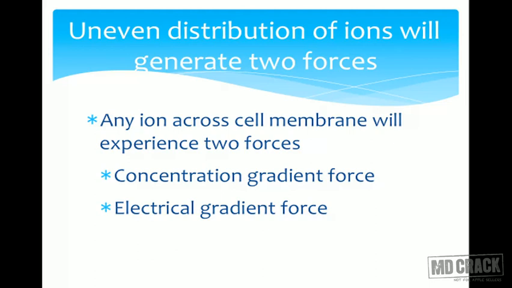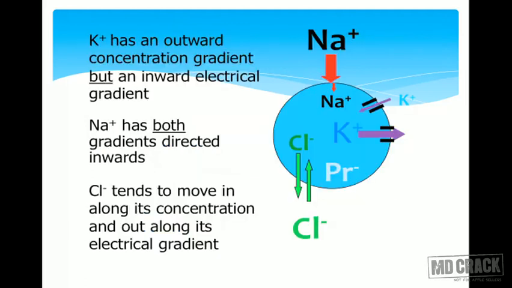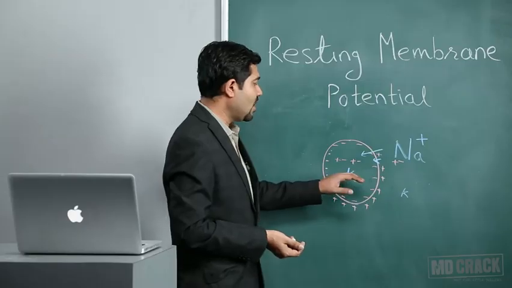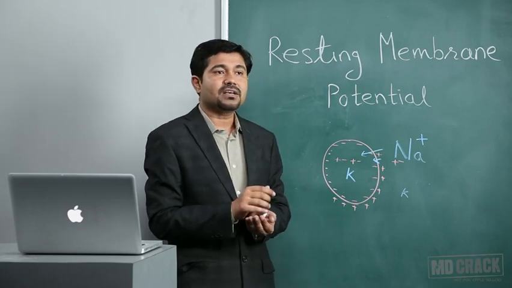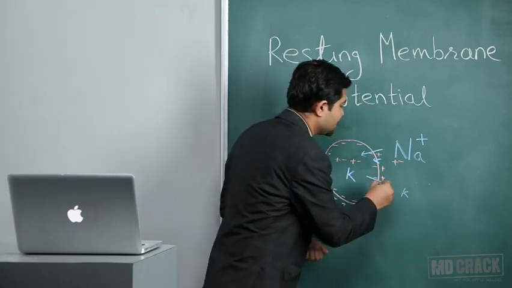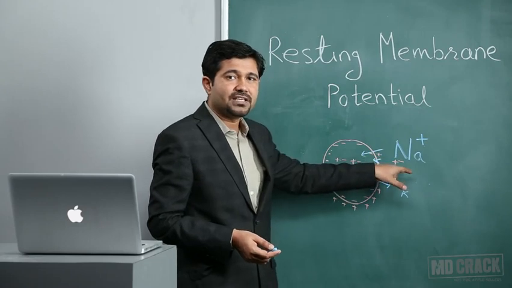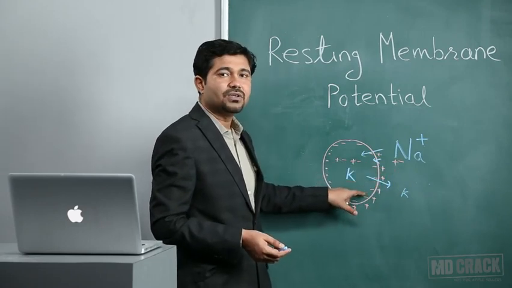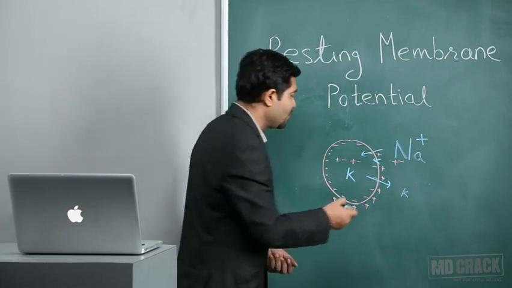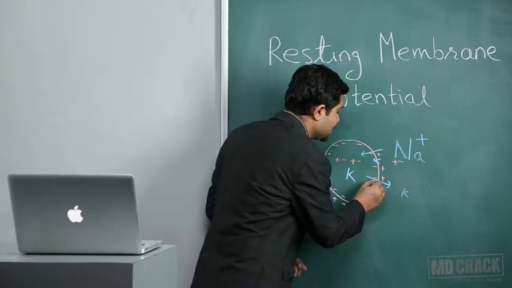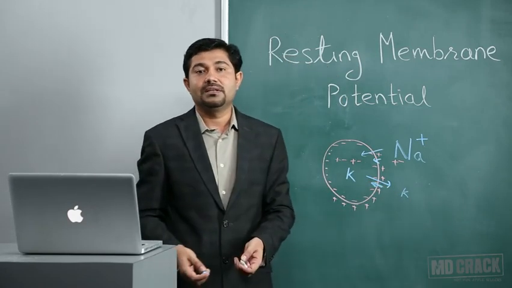For the potassium ion now, can you analyze what will be the direction of the concentration and electrical gradient forces? Potassium ions are more inside, they are less outside. So because of that, they will try to move out. So the concentration gradient force or chemical gradient force is directed outside. But it is a positive ion, and outside is positive, so positive will repel. And inside is negative. So the electrical gradient force will be directed inside.